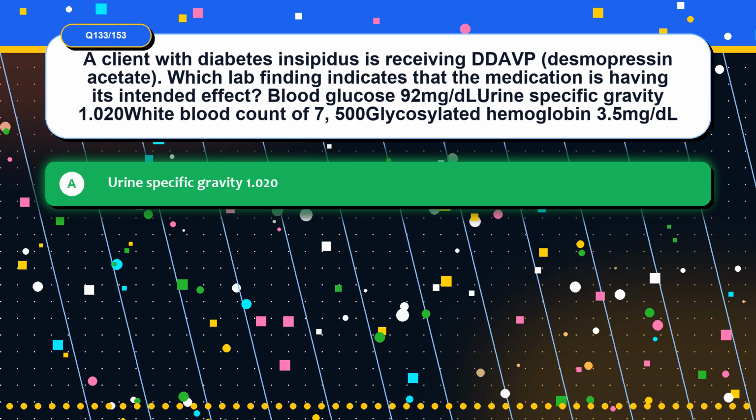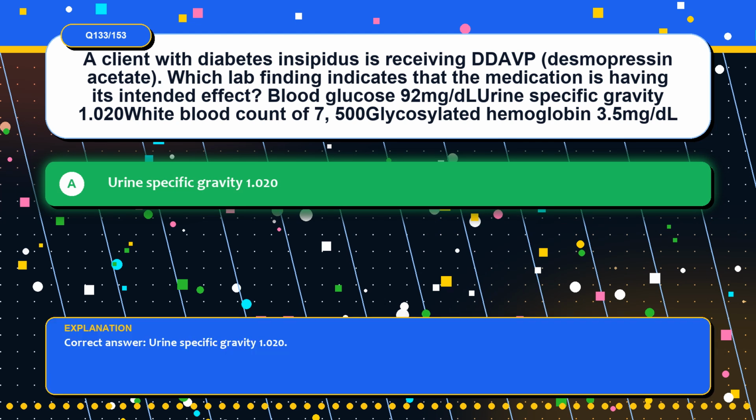The correct answer is option A. Urine specific gravity 1.020. Correct answer.